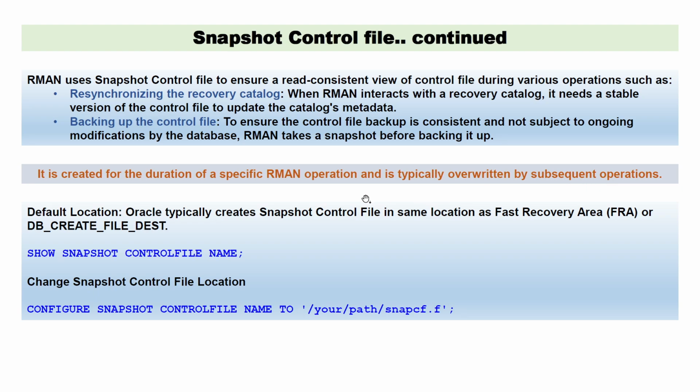It is created for the duration of a specific RMAN operation and is typically overwritten by the subsequent one. If you have configured a snapshot control file, it will be created when RMAN is invoked, and the next RMAN operation will overwrite that particular file. Default location: Oracle typically creates the snapshot control file in the same location as the fast recovery area or db_create_file_dest. You can use SHOW SNAPSHOT CONTROLFILE NAME to look at where the control file is stored, or you can use CONFIGURE SNAPSHOT CONTROLFILE NAME to set a different location. You can use the RMAN parameter to configure the snapshot control file name to a different location.